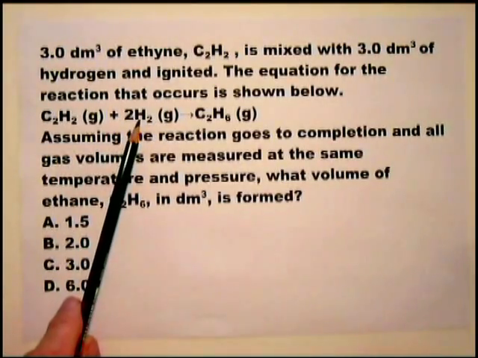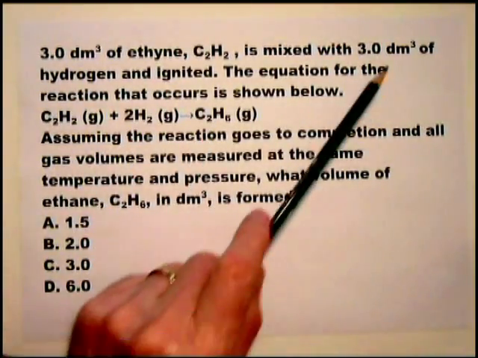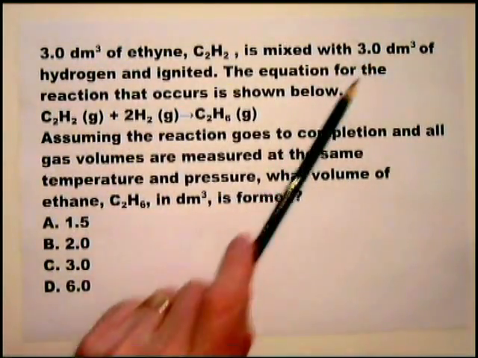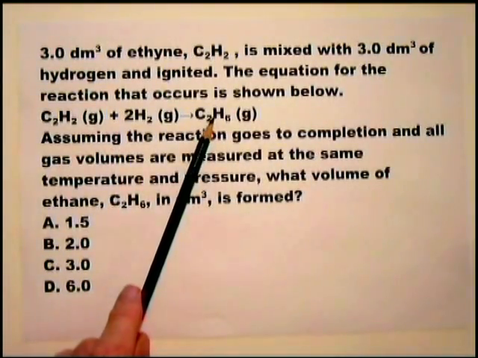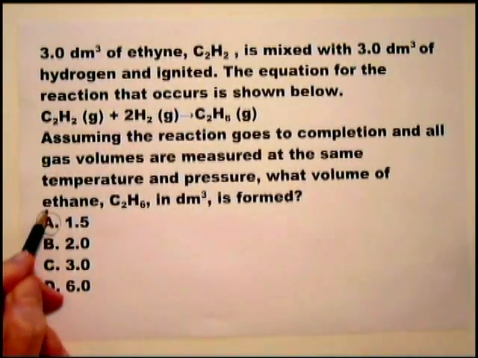So we look at the hydrogen. We can see that 2 moles of hydrogen gives 1 mole of ethane, therefore 3 decimeters cubed of hydrogen will give 1.5 decimeters cubed of ethane. And therefore we put A as the answer.